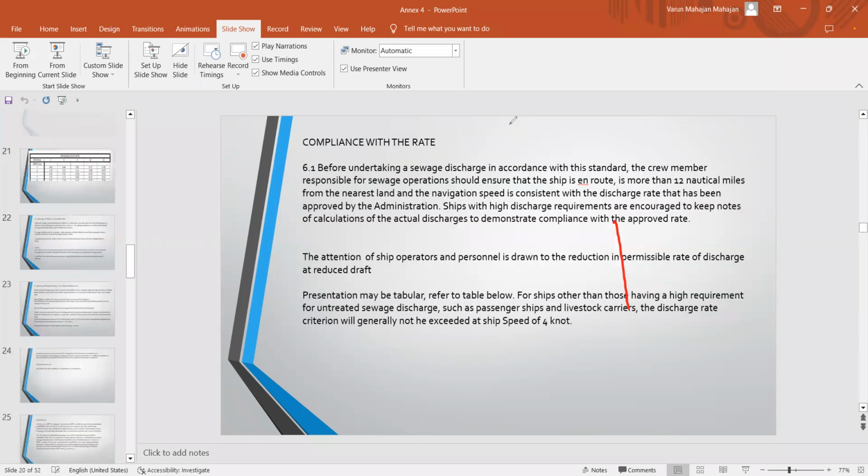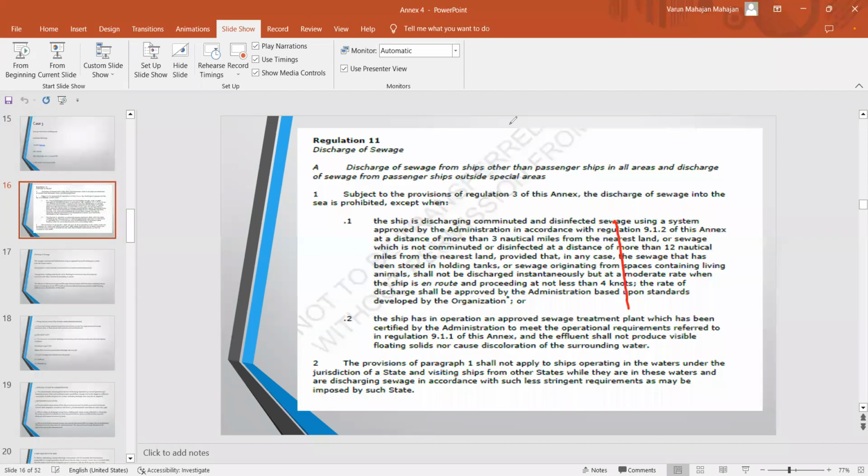So we were here, that is, sewage originating from the space containing living animals shall not be discharged instantaneously but at a moderate rate when the ship is en route and proceeding at not less than 4 knots. And the rate of discharge shall be approved by the Administration. We are going to see in the coming slide what the rate of discharge is.